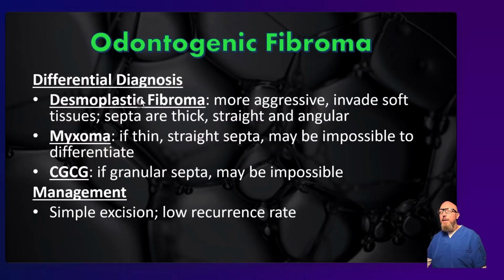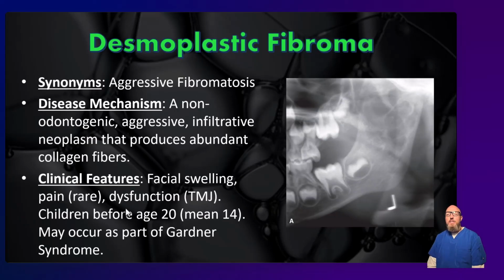All right, and desmoplastic fibroma typically behave more aggressively. They invade the soft tissues. The septation are thick, unlike what we saw with odontogenic fibroma. Might be impossible, like I was saying, to differentiate from a myxoma. So maybe that's one to kind of marry in your differential whenever you have myxoma. And as well with CGCG, these tend to have granular septation, just like central giant cell granuloma. But if it is a true odontogenic fibroma, it does have a low recurrence rate, so a simple excision should do. So desmoplastic fibroma, also called aggressive fibromatosis.